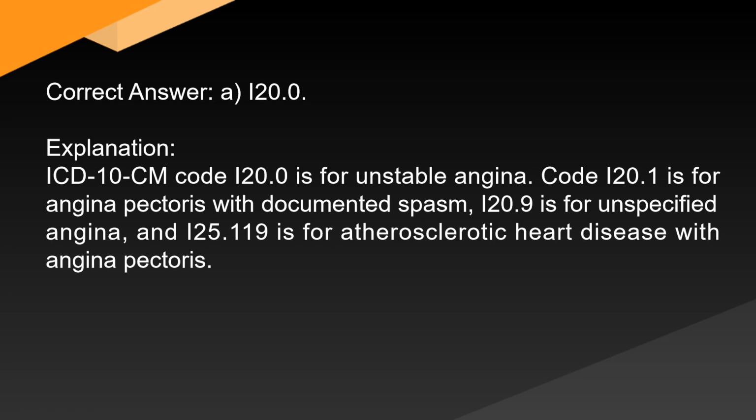ICD-10-CM code I20 is for unstable angina. Code I21 is for angina pectoris with documented spasm. I29 is for unspecified angina, and I25.119 is for atherosclerotic heart disease with angina pectoris.